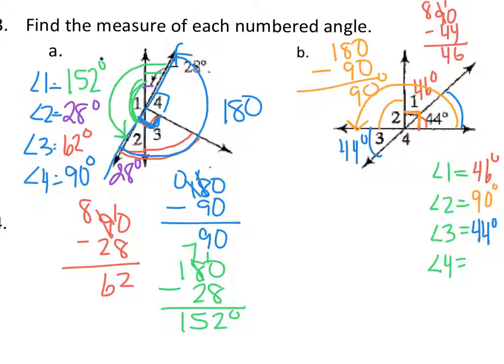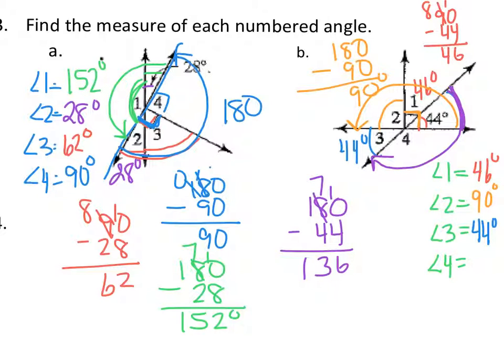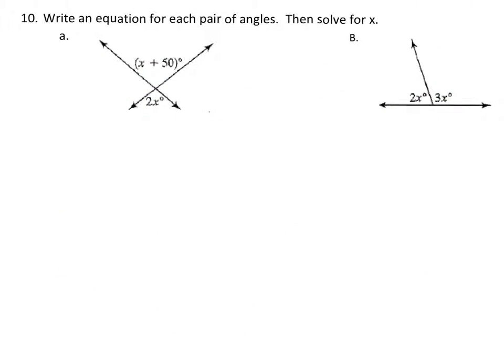And then using similar reasoning, from here to here is 180. So if we know that this is 44, then we would do 180 minus 44 to figure out what's left over. So that means angle 4 must be 136 degrees. So those are a couple of examples of how you can break apart some diagrams like this and find the angles.